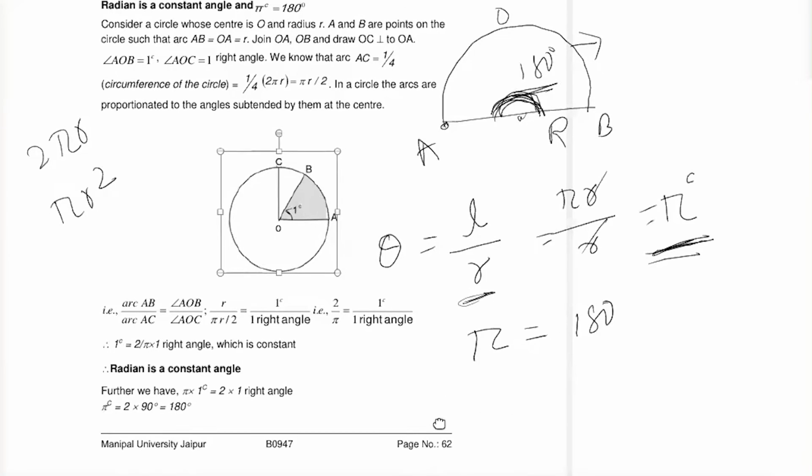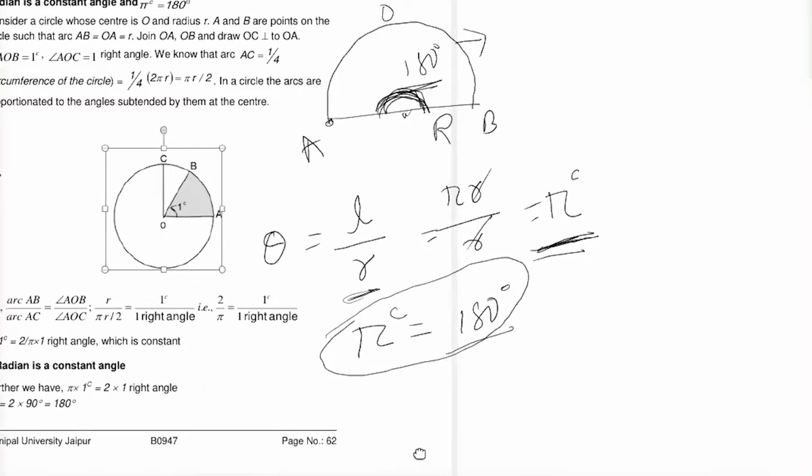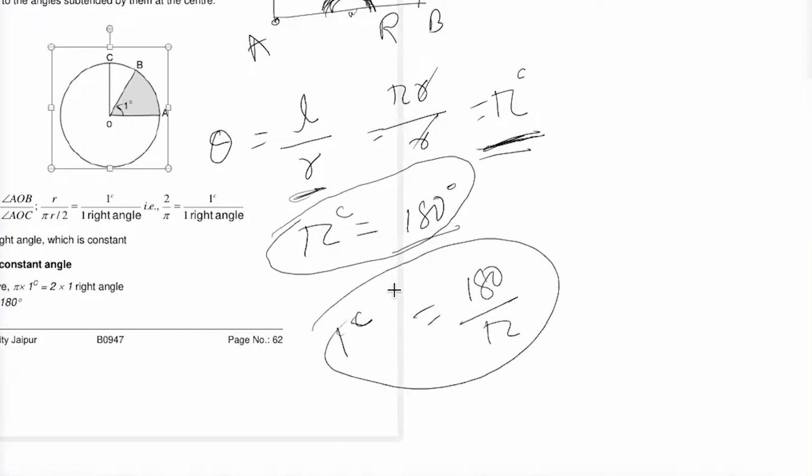So basically there is a relation that came out from our degree. This is our 180 degrees and this is pi radian. So wherever we find 180 degrees, that is known as pi radian. If you convert completely, then 1 radian is obviously 180 divided by pi. That means 1 radian is equal to 180 degrees divided by pi.